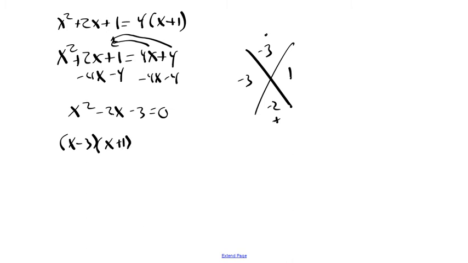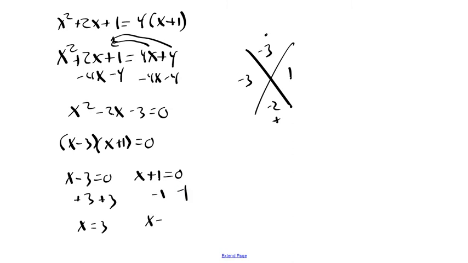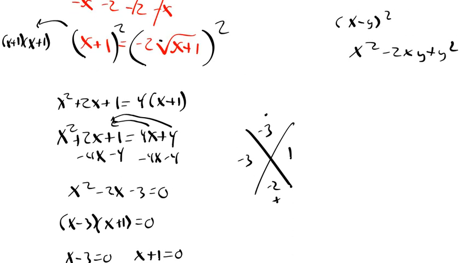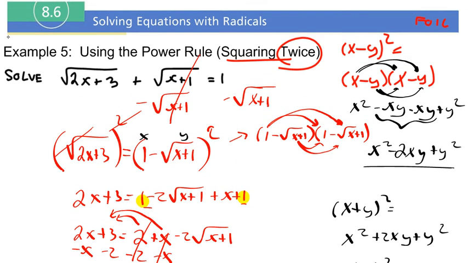Equals 0. So now I set each term equal to 0. So x minus 3 equals 0, and x plus 1 equals 0. Now I solve for x, so I'm going to add 3 to both sides. x equals 3. And I'm going to subtract 1 from both sides, so x equals negative 1. Okay, so that was a little bit of a short problem, yeah?